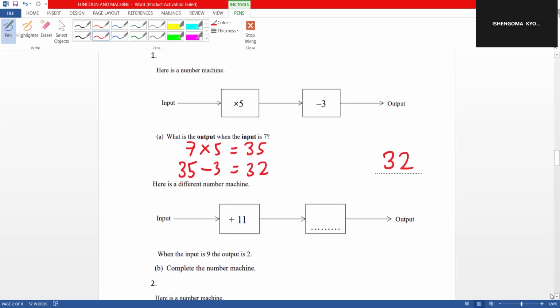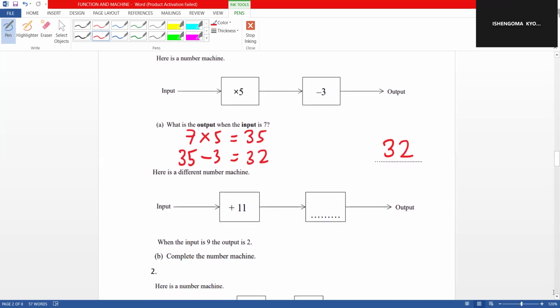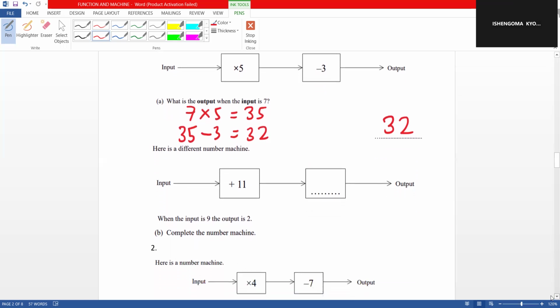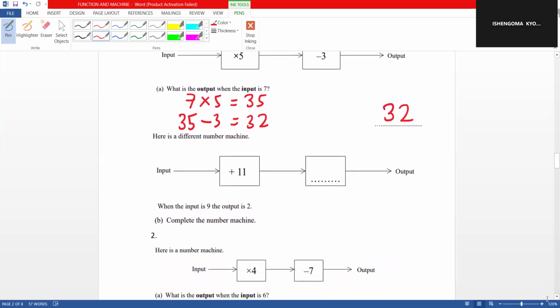Right. B. Here is a different machine. Look at it. The machine says add 11, then do another act in order to get the output. So we are given when the input is 9, okay? When the input is 9, the first act is saying add 11. And when I add 11, I get 20, right?